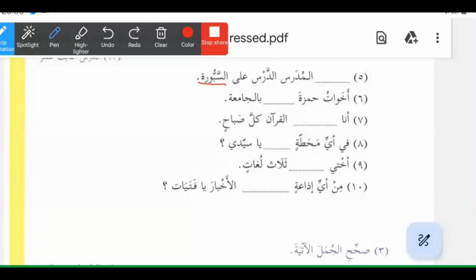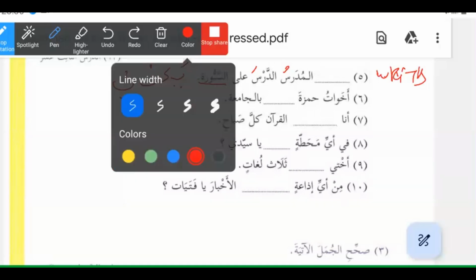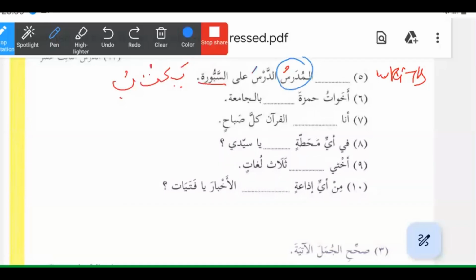So we'll say yaktubu. Yaktubu al-mudarrisu ad-darsa. The teacher writes the dars on the subura, on the board, or the teacher is writing, or the teacher will write. Yaktubu is a third person. Mudarris is the fail. That's why it has a damma, and darsa has a fatha, because darsa is the maful bihi, the object on which the action was done.